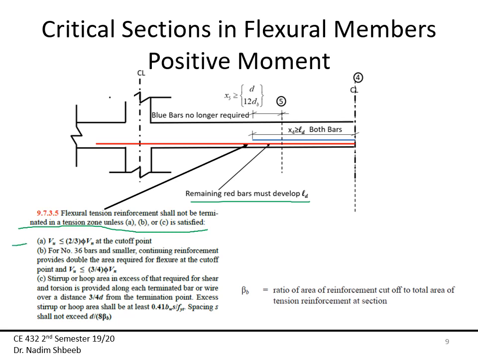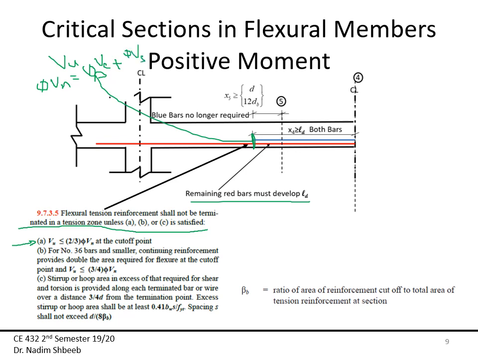So what is A? A is that the V ultimate is less than or equal to 1/3 phi Vn at the cutoff point. So where is my cutoff point? This is here, my cutoff point. So at this point right here, I have to calculate V ultimate, okay? And I also have to calculate phi Vn, which is what? Which is phi Vc plus phi Vs.